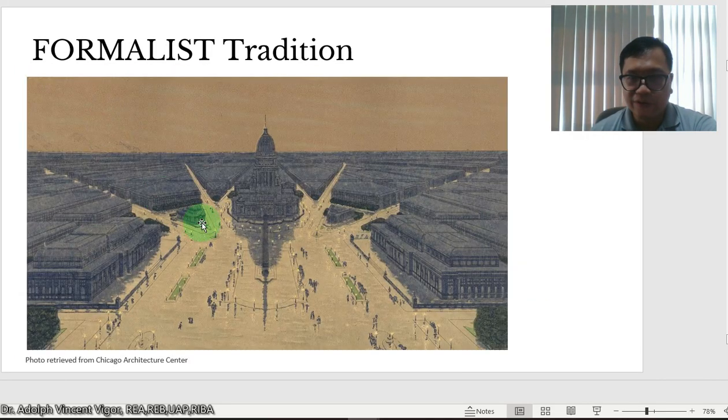Okay, we look at here. Yeah, the center is a civic building. You could notice here the straight lines. So it's really very formal, and it also projects the power of the state or governing authority.